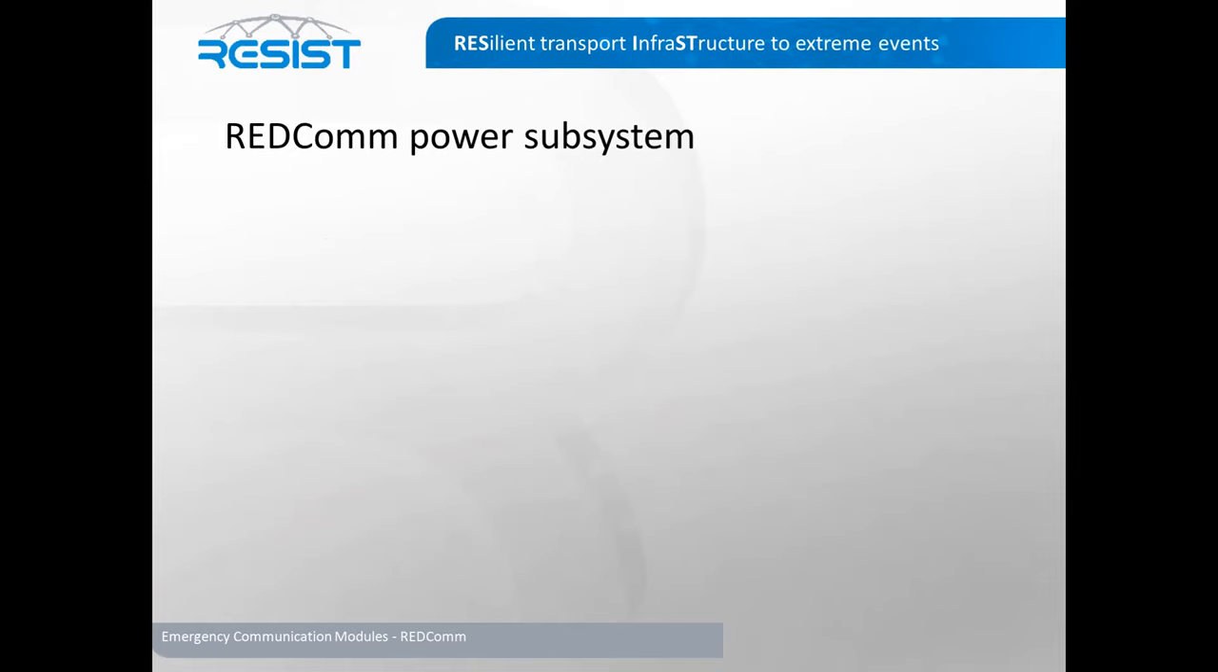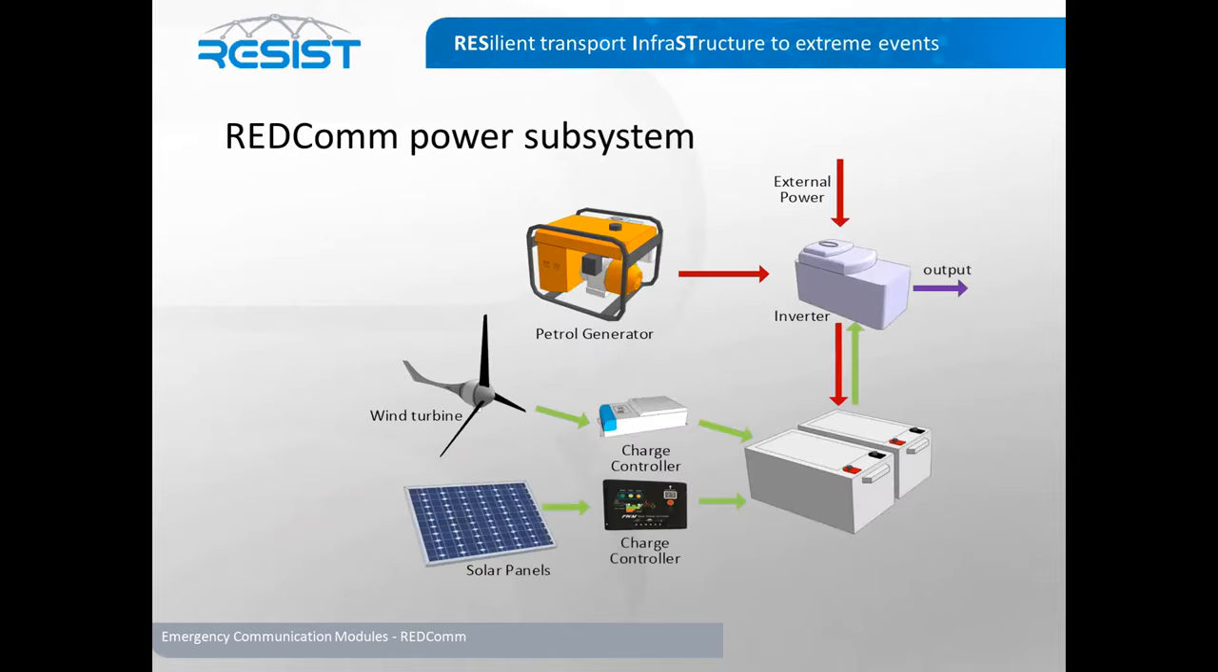So first of all, how do we power the REDCOM? The REDCOM power supply is provided by an inverter. This inverter has four available options. First, of course, is the external power. Second is a petrol generator. Third is a wind turbine. And fourth are solar panels. The solar panels and the wind turbine charge two batteries that are connected with the inverter. The inverter, the batteries, and the generator are inside the REDCOM trailer. The wind turbine and the solar panels are mounted externally on the trailer.